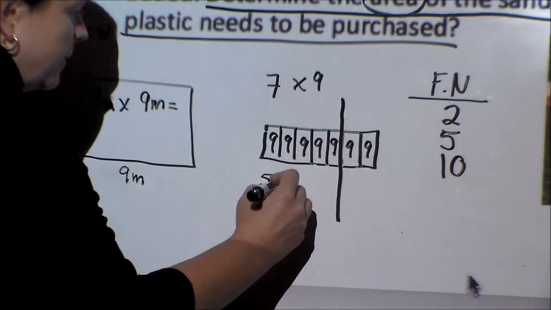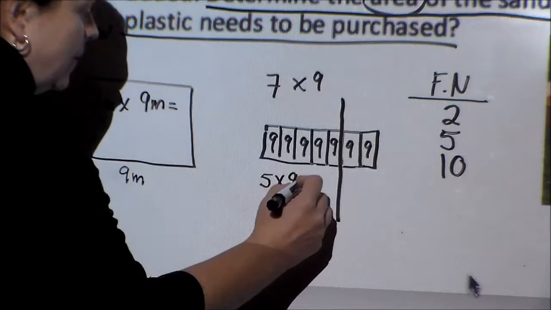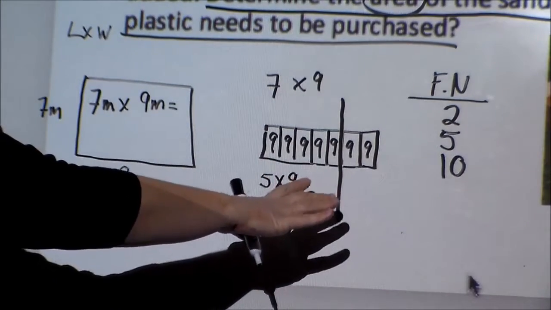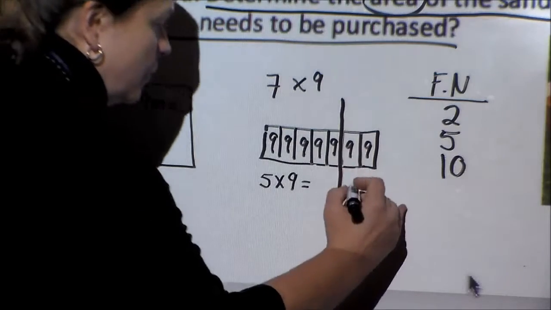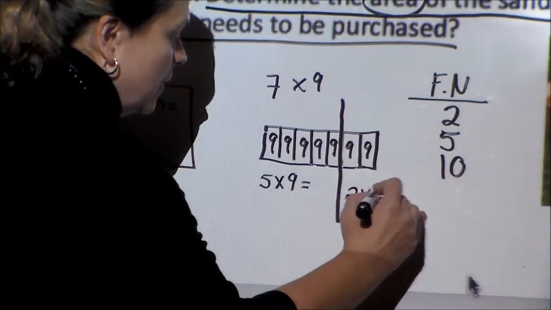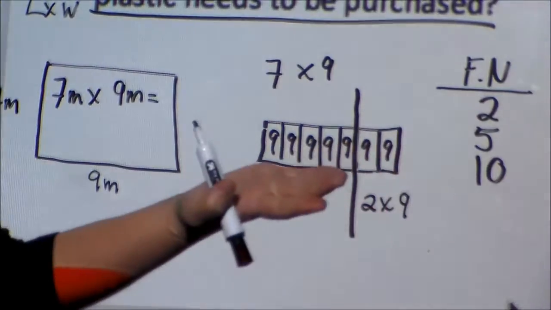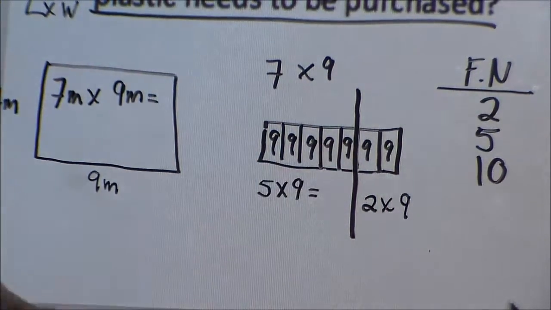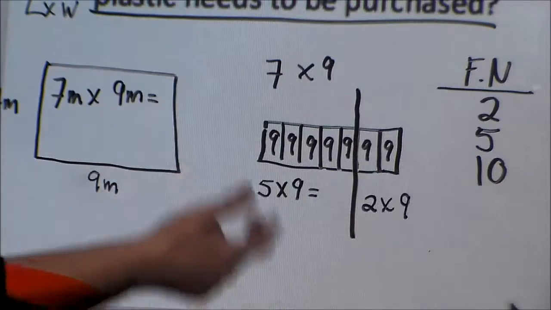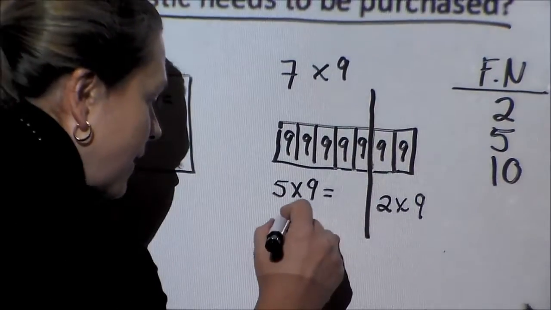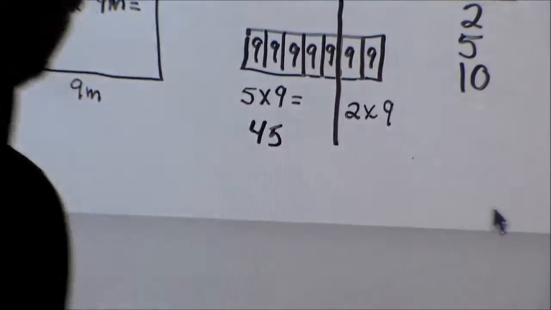5 boxes with 9 in each. And before I go ahead and do that, I'm going to write the other equation. Over here is 2 boxes with 9 in each. And look at that. I found both of my friendly numbers, which is awesome. So I'm going to skip count by 5s. 5, 10, 15, 20, 25, 30, 35, 40, 45. 5 times 9 is 45.